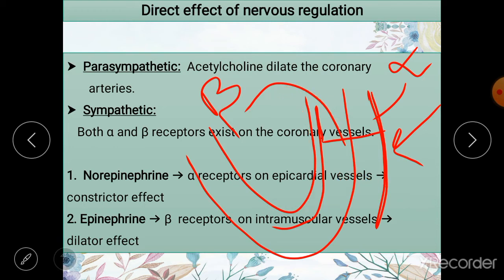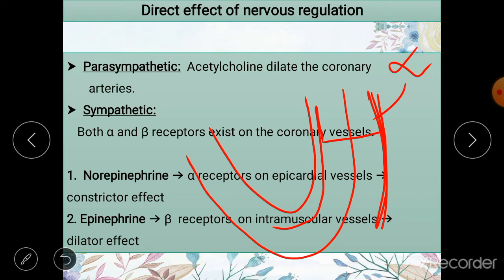Let me repeat that the arrangement of the blood vessels is so that the outward vessels are known as the epicardial vessels which are present on the surface of the heart. The deeper vessels are known as the intramural vessels. On the epicardial vessels there are alpha receptors. On the deeper vessels there are beta receptors. Epinephrine is going to act on the beta receptors and norepinephrine is going to act on the alpha receptors.